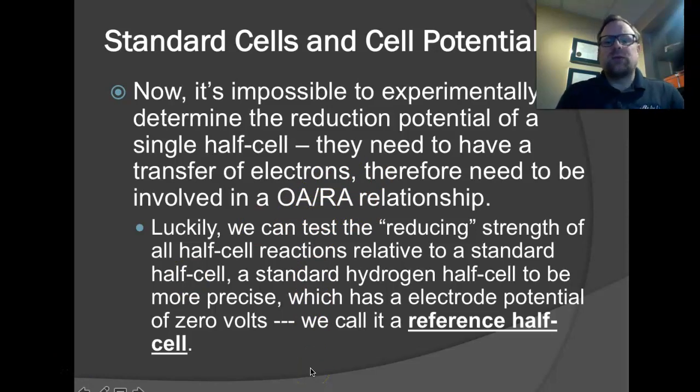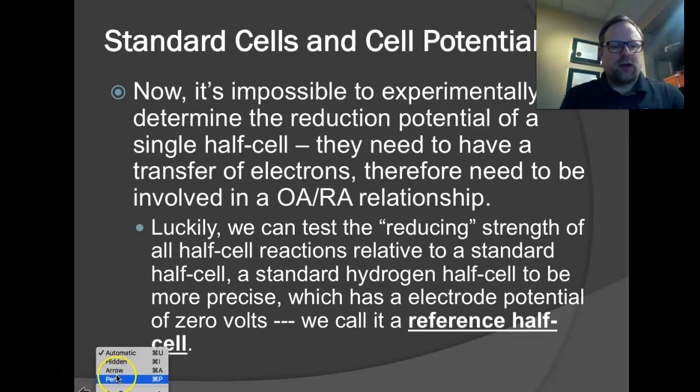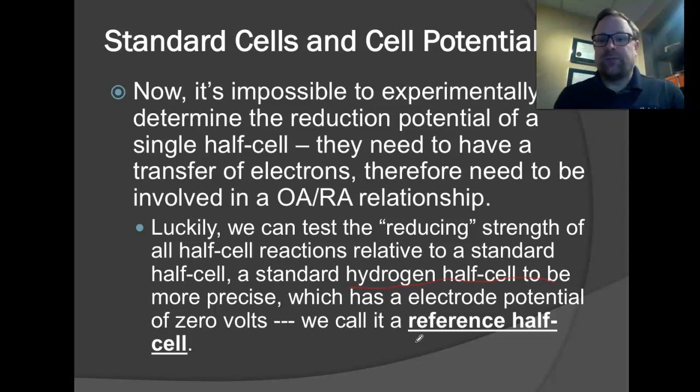Luckily, what we can do is test the reducing strength of all half cell reactions in relation to what we call the standard hydrogen half cell. Okay, and that standard hydrogen half cell is what we tend to compare all of our individual half cells to. It will have an electrode potential of 0 volts, and we will call it the reference half cell.